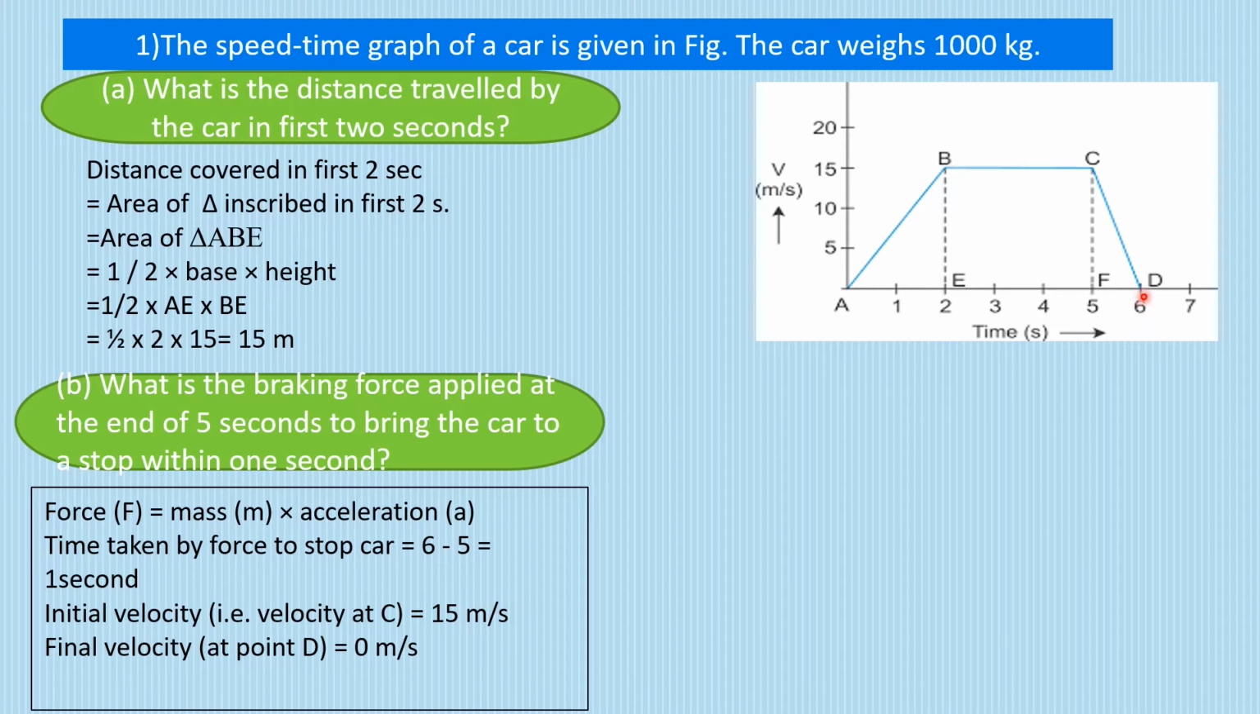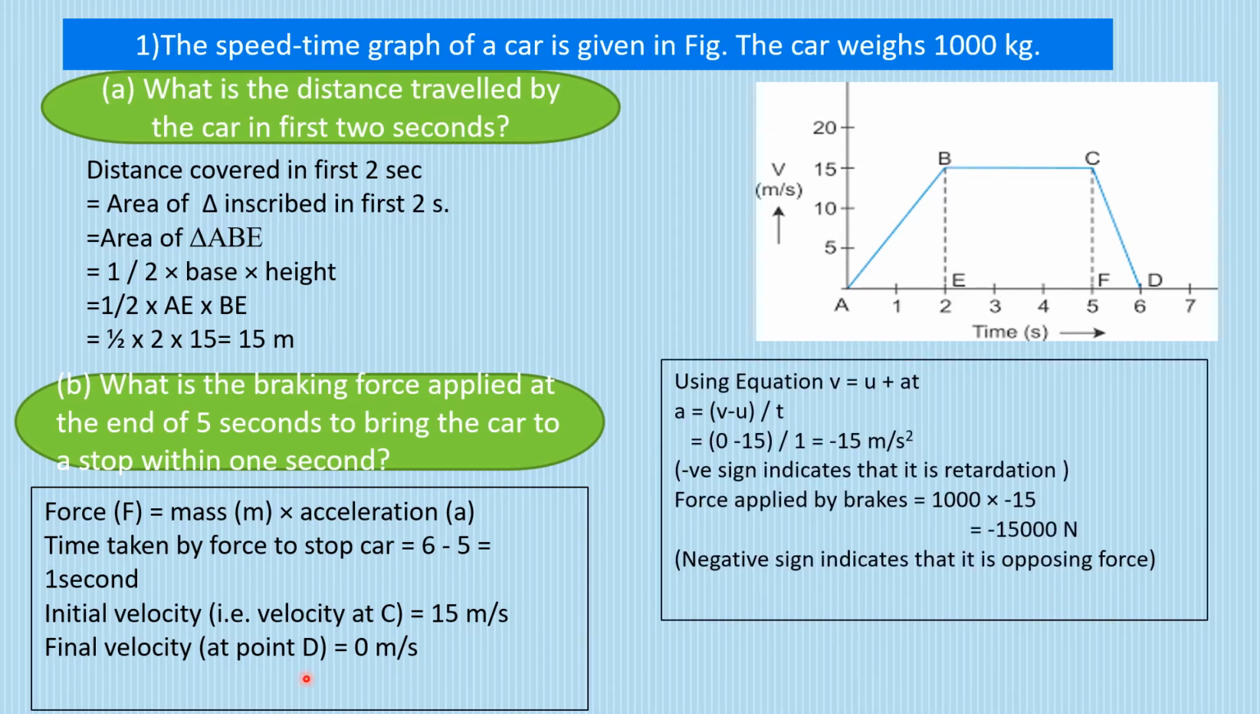At 6 seconds, where is the graph? At point D. And we can see that whenever the graph touches the x-axis at any point, then the value depicted on the y-axis would be 0. What do I mean by that? That at point D the graph touches the x-axis. If the graph is touching the x-axis, it means velocity at point D is 0, so that means final velocity would be 0. See, one thing is to make it out from the graph, the other thing is that the question says it stops within 1 second. So the car stops, that means final velocity will be 0, right?